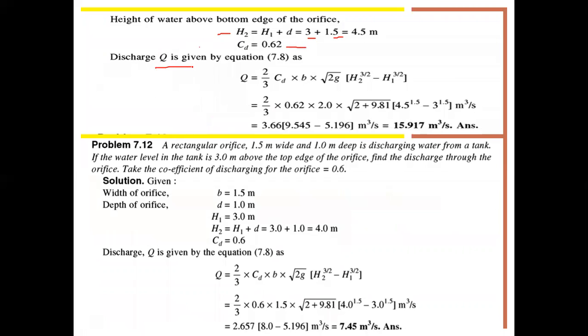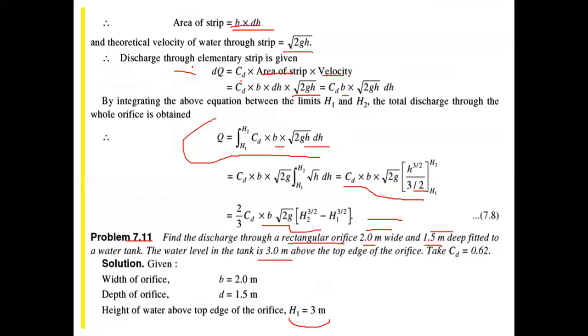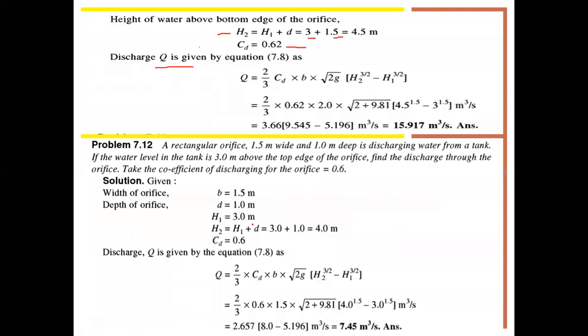Now the discharge is given by the formula we discussed earlier. Apply it here. That is Q equals 2 by 3 CD into B into root 2 g into H2 to the power 3 by 2 minus H1 to the power 3 by 2. Now 2 by 3 into 0.62 into 2 into root 2 g, and so on. After substituting all the values, finally we get 15.917 meter cube per second. So it is a very simple and straightforward problem. Okay, now next.